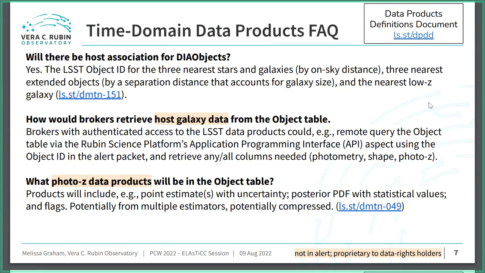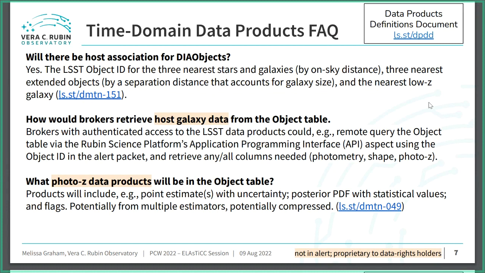So let me first draw your attention to the first FAQ about host association. Within the alert packet, host association gets done as part of that 60 seconds. What goes in the alert packet are the LSST object IDs for the three nearest stars, the three nearest galaxies, just by on-sky distance. Also, the three nearest extended objects in a separation distance that takes into account the size of that extended object. It's still to be determined exactly which association code we use to do that distance. And then also the nearest low redshift galaxy.